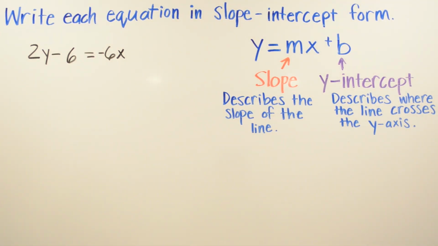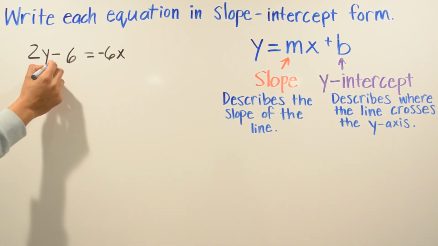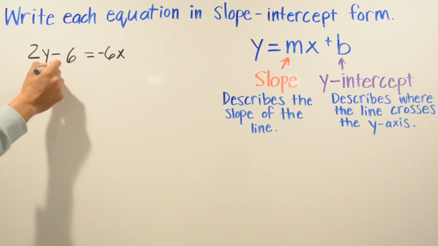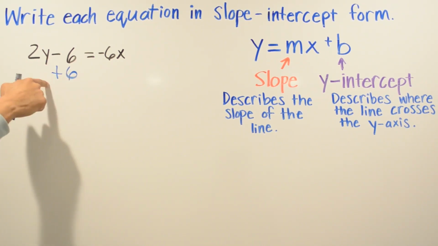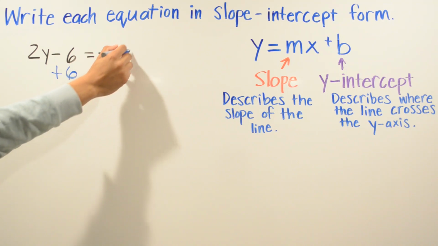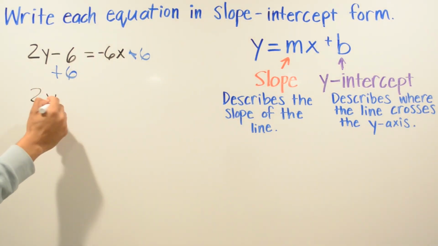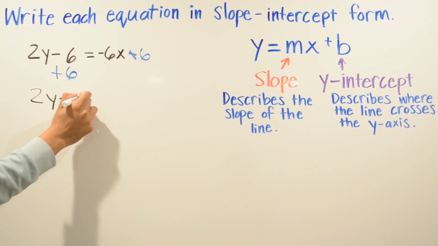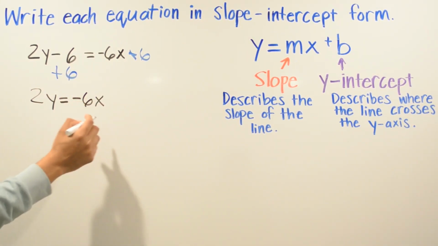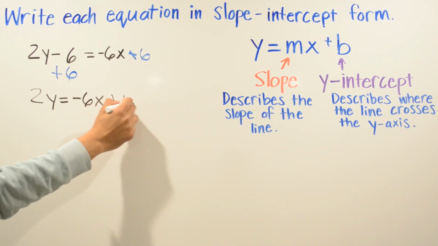So first we have negative 6. To get rid of that negative 6, we're going to do the opposite of negative 6, which is positive 6. Whatever we do on one side of the equal sign, we do on the other side. So now we're going to have 2y equals negative 6x plus 6.